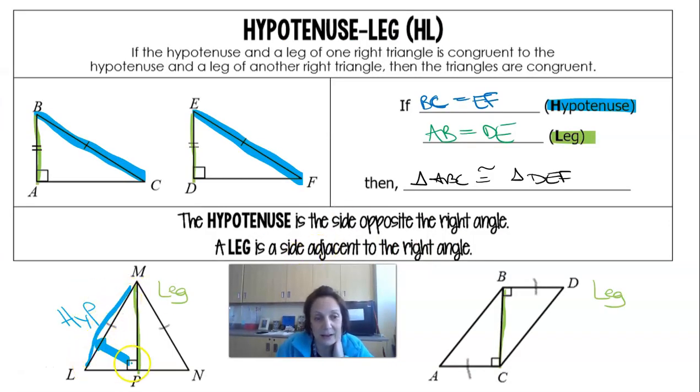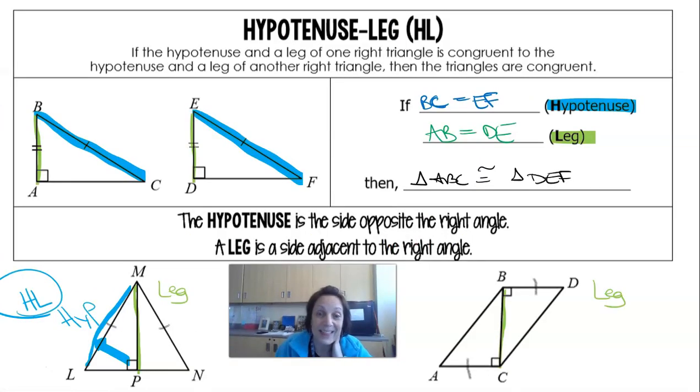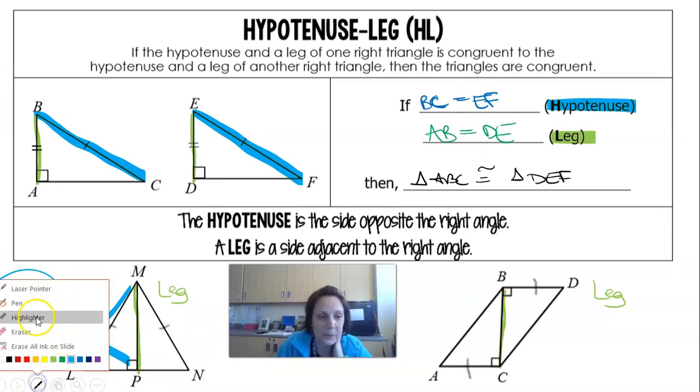Because this side is the one that's across from the right angle. That's my hypotenuse. Since I have a hypotenuse and a leg, I can say HL, these are congruent. That's the theorem I want to use. That's not the case on this right side. Okay. Look at the other side they gave me. I used green, right? Let's use purple.